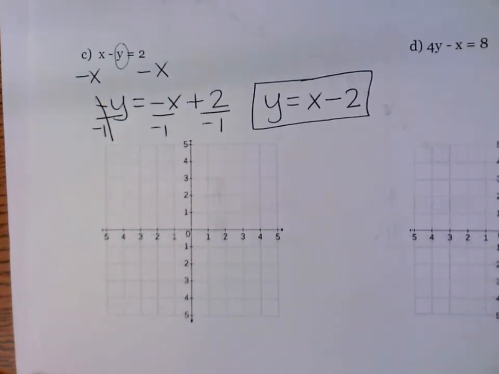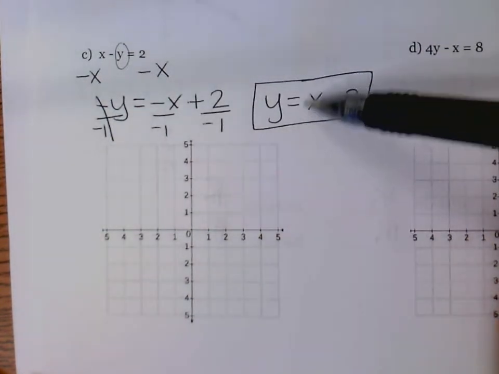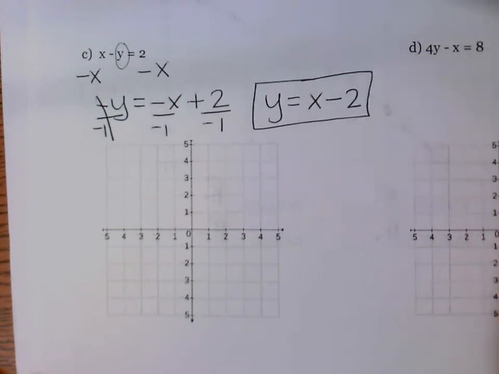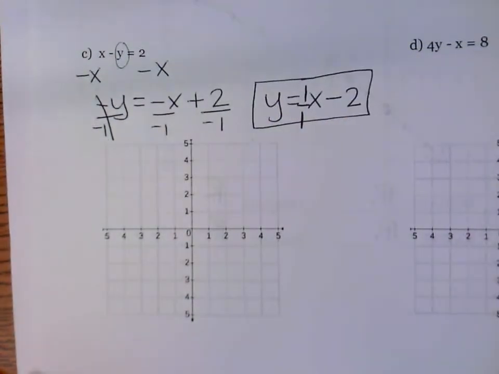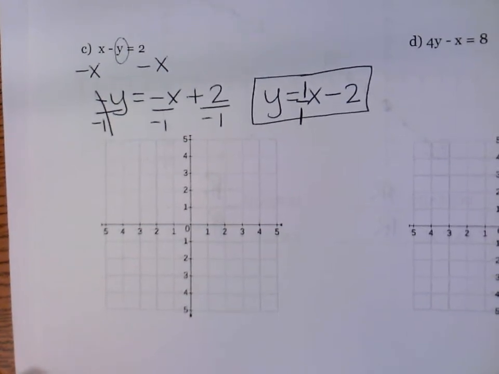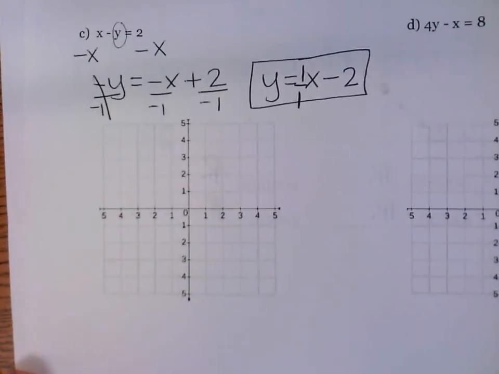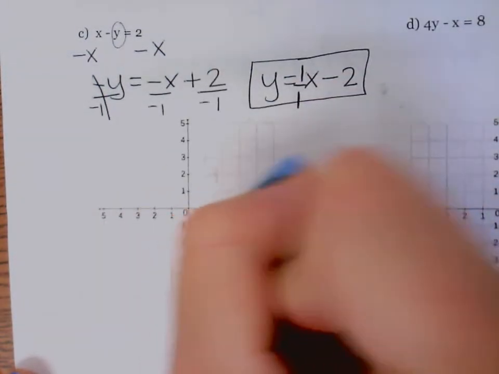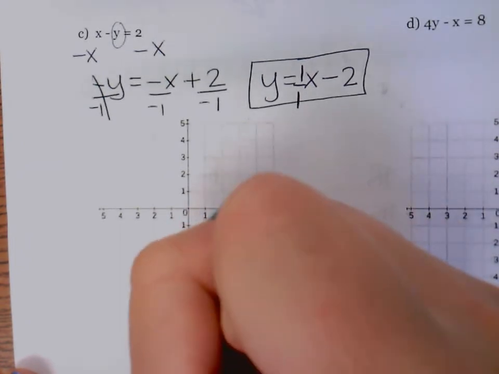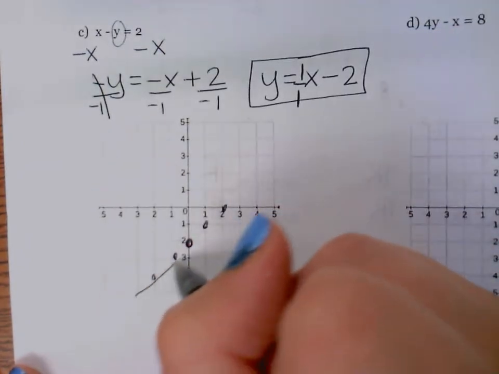And what happens when there's nothing written there? What do I have to put right there for the slope? It's 1 over 1 is my slope if there's nothing in front of the x. All right, so I'm starting at -2 on the y-axis and going up 1 over 1. So from that point, up 1 over 1 in each direction.